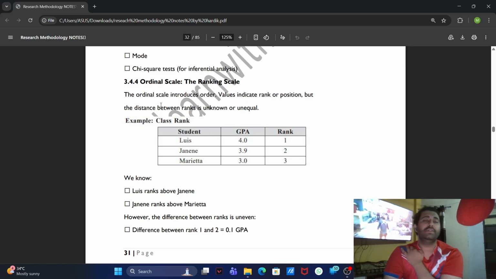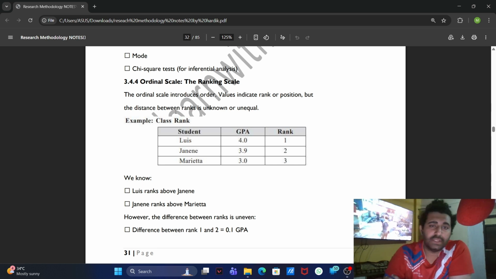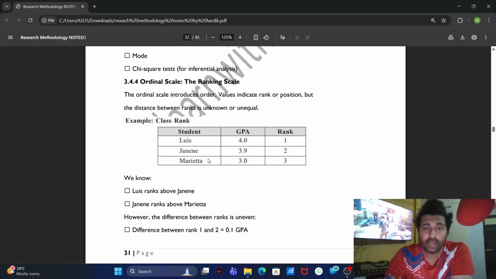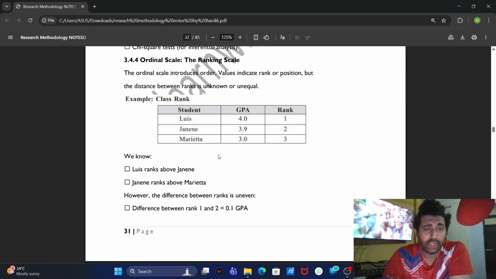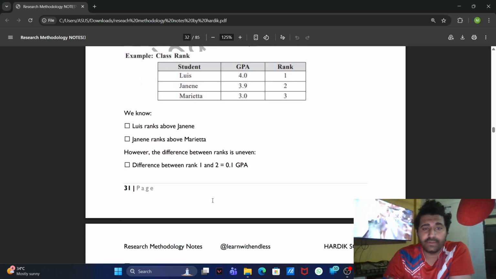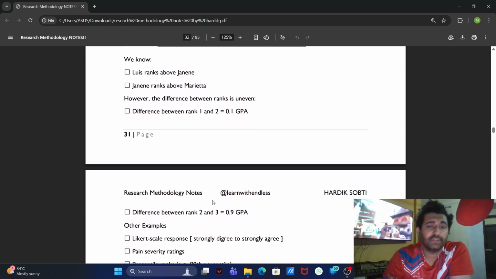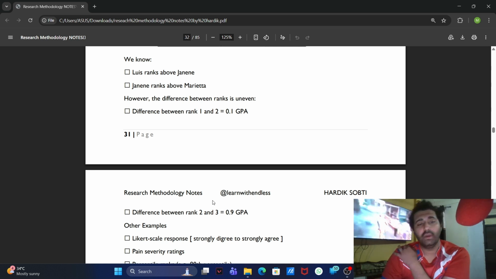Next topic, ordinal scale, the ranking scale. The ordinal scale introduces order. Values indicate rank or position, but the distance between ranks is unknown or unequal. Example, class rank. Here are three students, Lewis, Jenny, and Marietta. They're given GPAs of 4, 3.9, and 3, and here's the ranking, 1 to 3. We know Lewis ranks above Jenny, and Jenny ranks above Marietta. However, the difference between ranks is uneven. The difference between rank 1 and 2 is 0.1 GPA. The difference between rank 2 and 3 is 0.9 GPA.